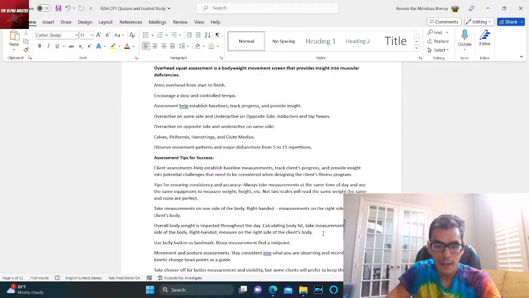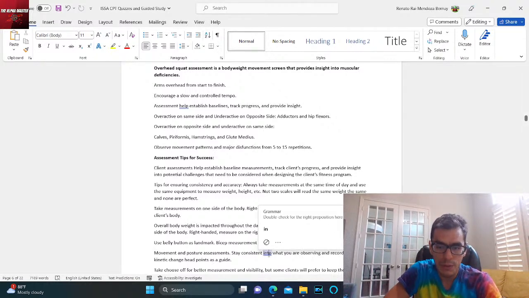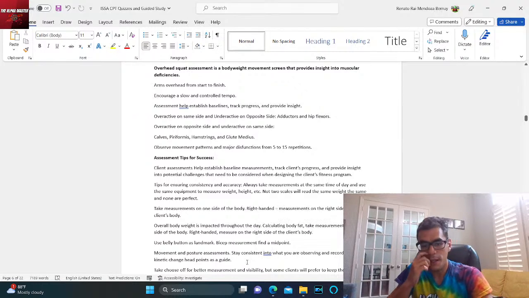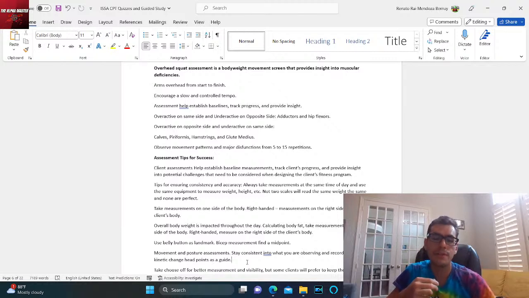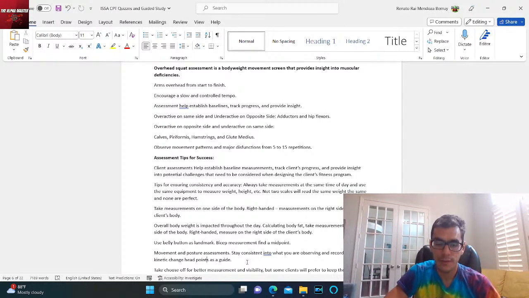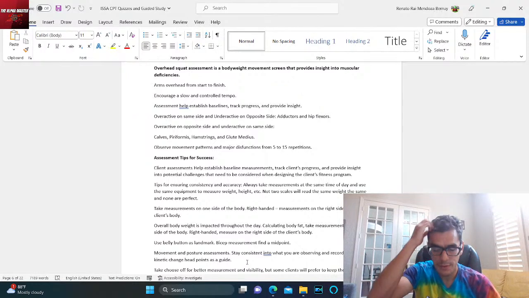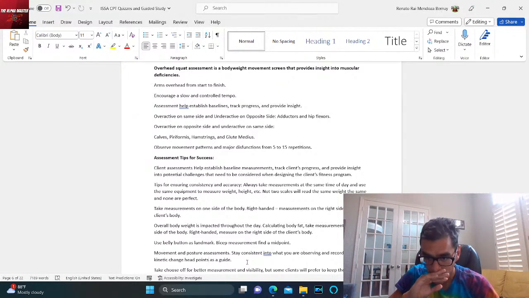Movement and posture assessments: stay consistent in what you're observing and recording. Use kinetic chain checkpoints as a guide.